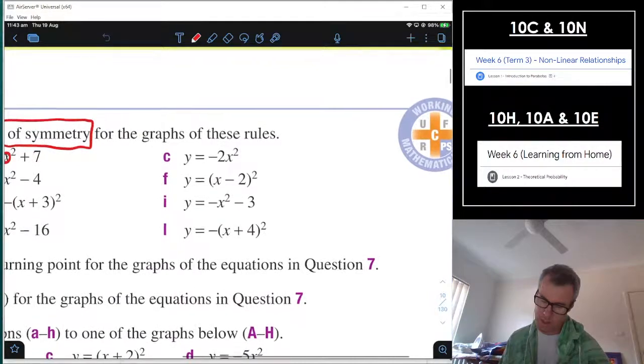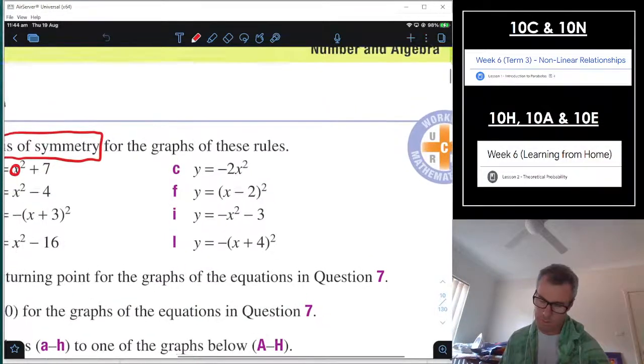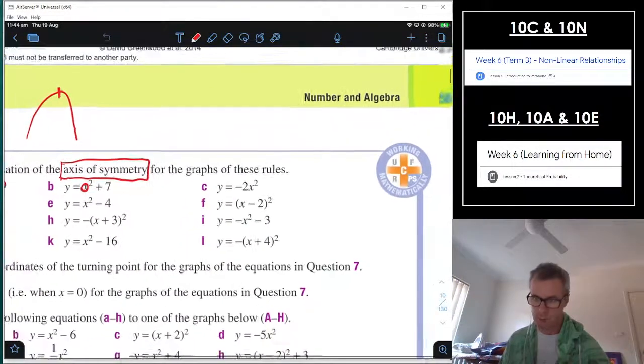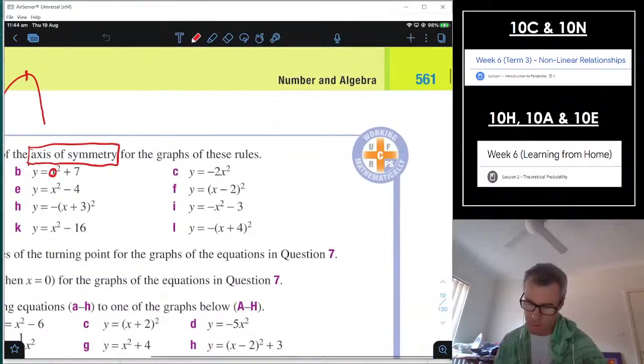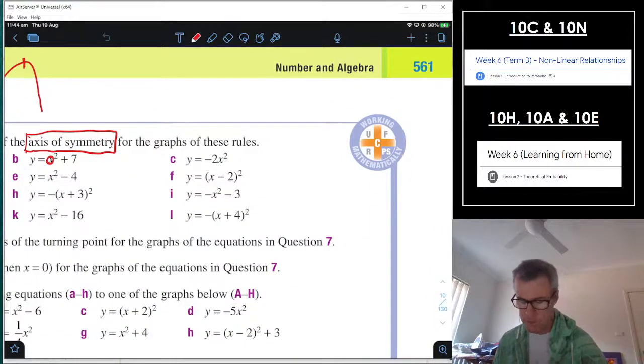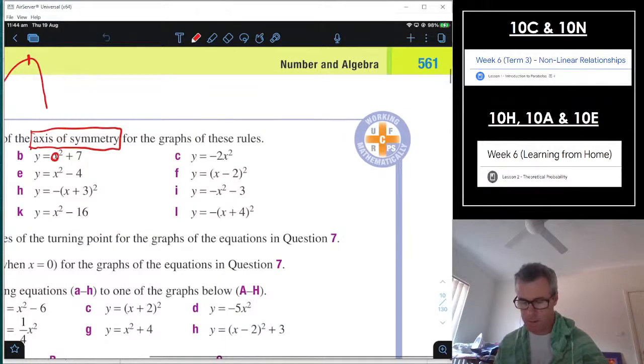When x is 0, y is 4. So let's plot this quickly, along with the axis of symmetry. When x is 0, y is negative 4? No, it's positive 4.